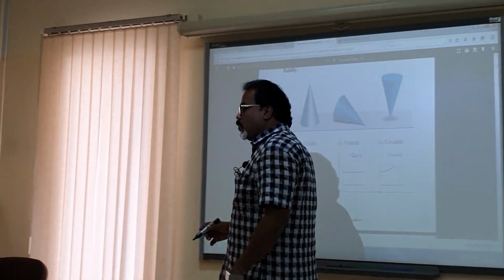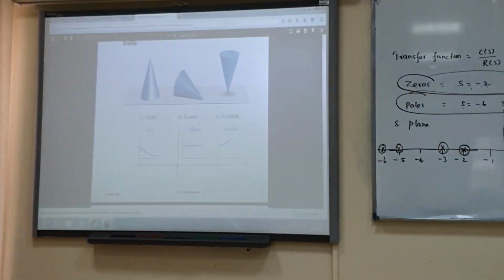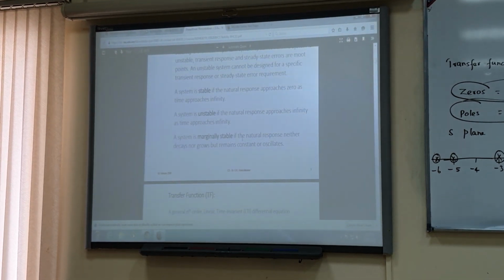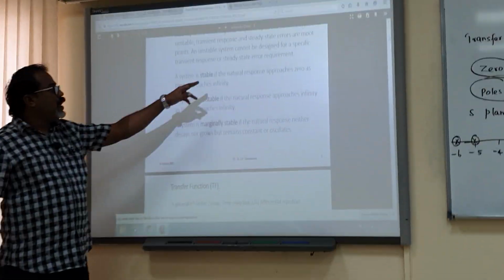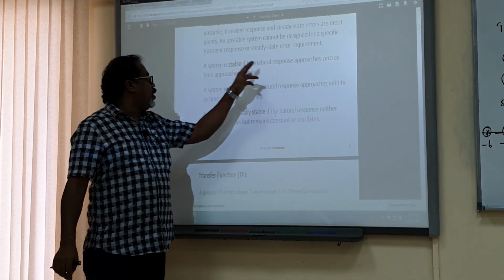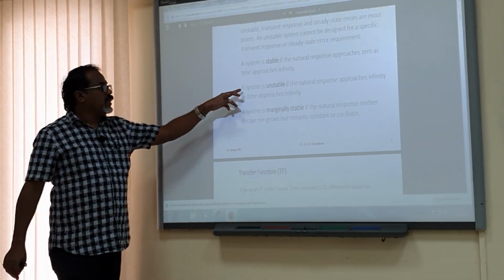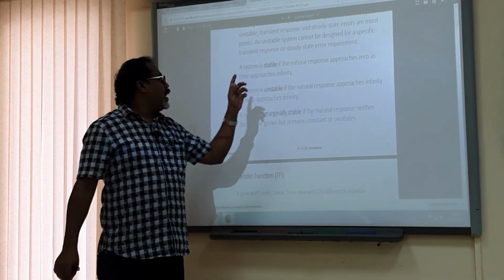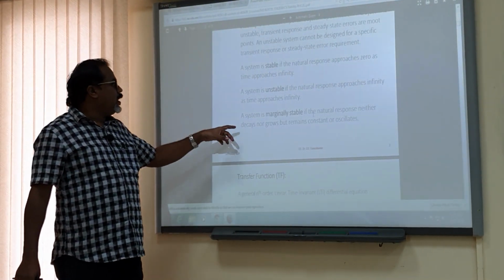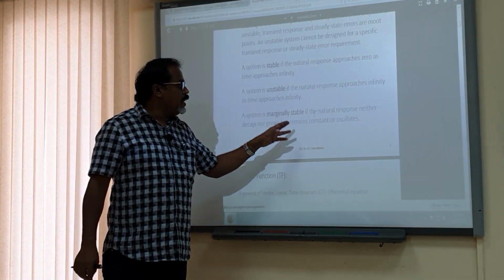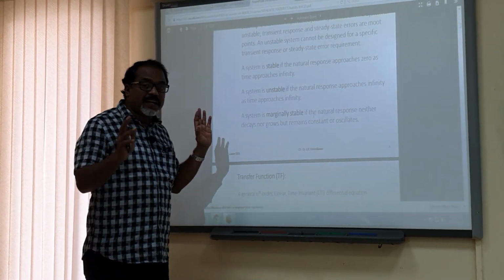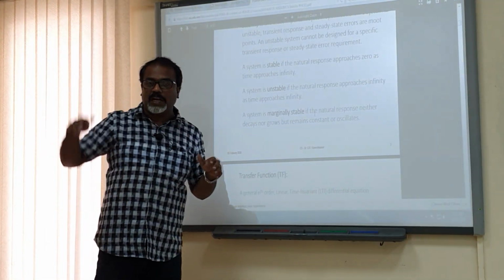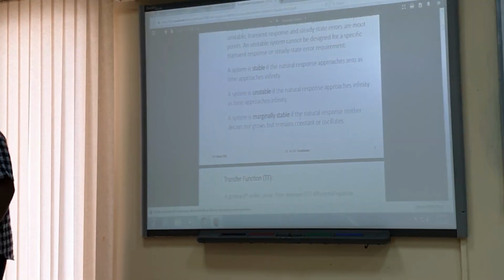This is what we are going to see today, and once again I am explaining what is meant by stable system. A system is stable if the natural response approaches 0 as time approaches infinite. A system is unstable if the natural response approaches infinite as time approaches infinite. A system is marginally stable if the natural response neither decays nor grows but remains constant or oscillates.